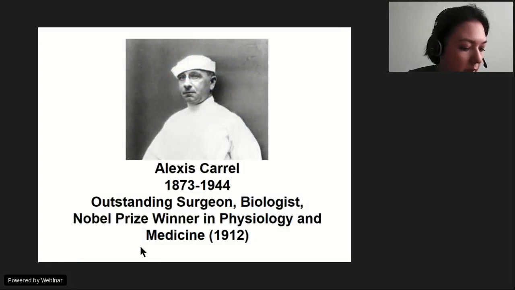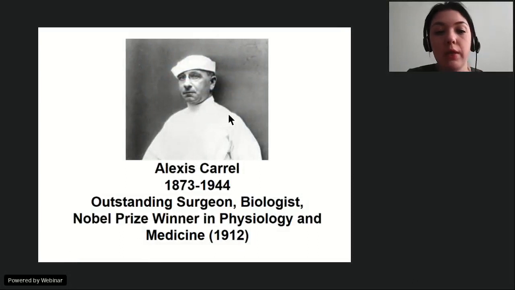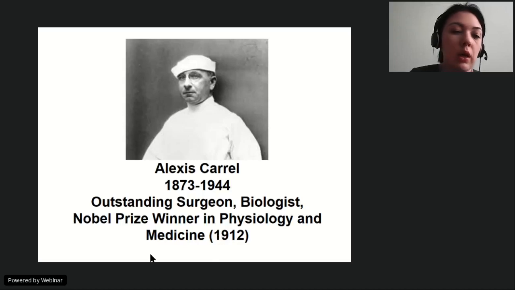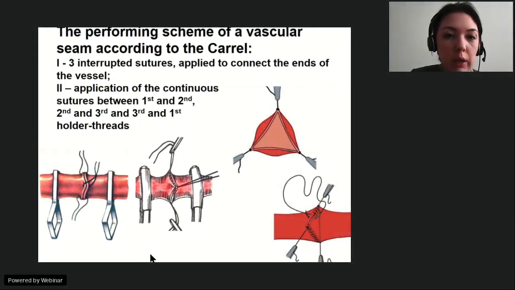The main, classic method of vascular suture was invented by Alexis Carrel. Here you can see his years of life. He was an outstanding surgeon and biologist, and a Nobel Prize winner in physiology or medicine in 1912. This suture is still named Carrel's suture. It is a circular suture. So how to perform it?